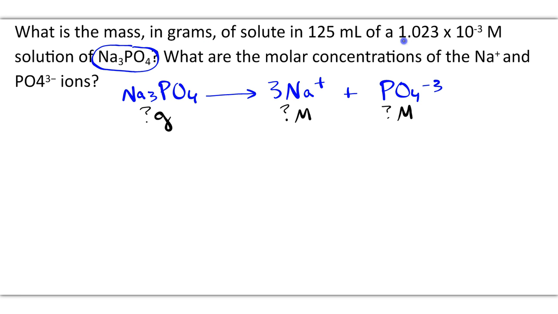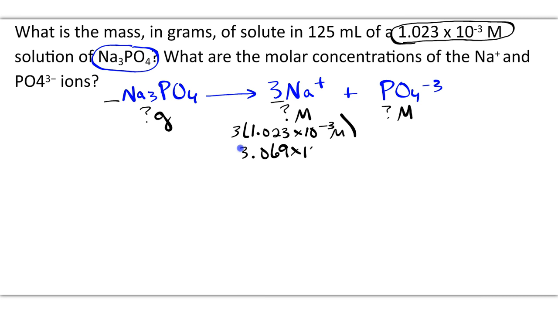Because we are given the molar concentration of sodium phosphate to begin with, we know that because my sodium ions are a 3-to-1 ratio, that means it's going to be 3 times 1.023 times 10 to the negative 3 molar, which is going to give me 3.069 times 10 to the negative 3 molar. And then it's a 1-to-1 ratio for phosphate, so this amount will just be the same.